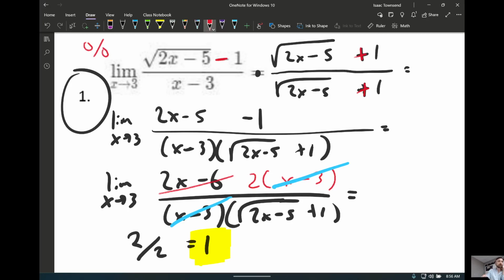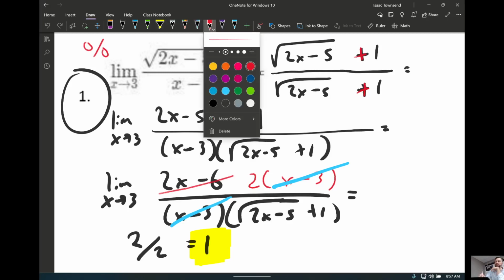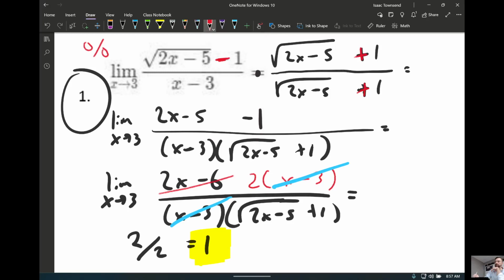This doesn't factor, this doesn't factor, there's no trig identities. The only other tool I've given you at this point is conjugates. So the conjugate of the square root of 2x minus 5 minus 1 would be the square root of 2x minus 5 plus 1. You only change the sign in between the two terms. And again, anything divided by itself is 1, so I'm really just multiplying by a really fancy 1.